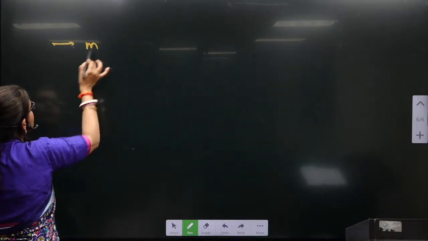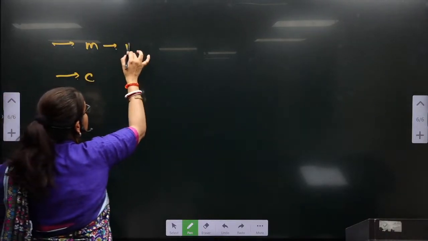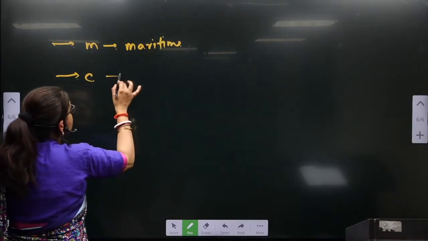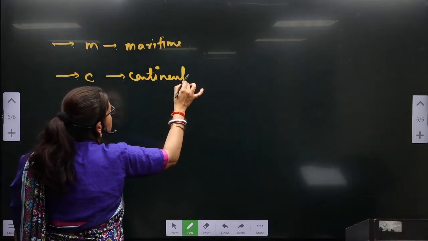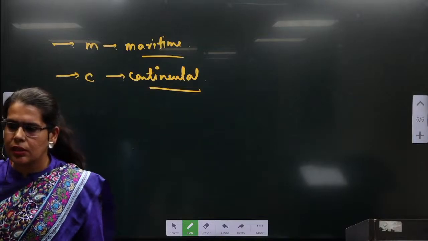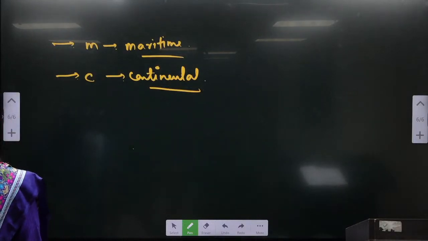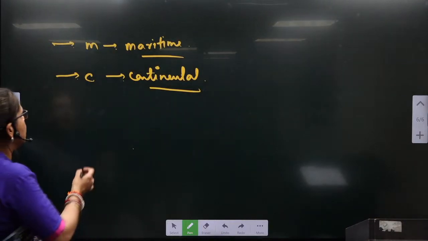First of all, M and C are important because M is maritime and C is continental. So this is the first differentiation on the basis of where the air mass originates. तो maritime air mass कौन सा हो गया? जो maritime उसका origination हो गया, and continental it is originating from the continental areas, right?